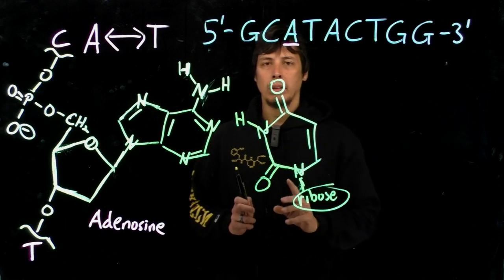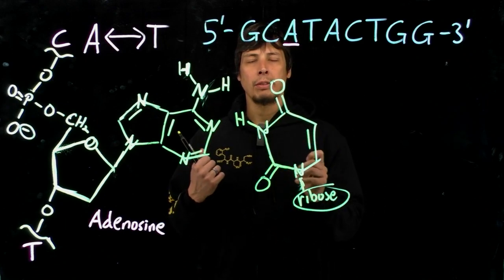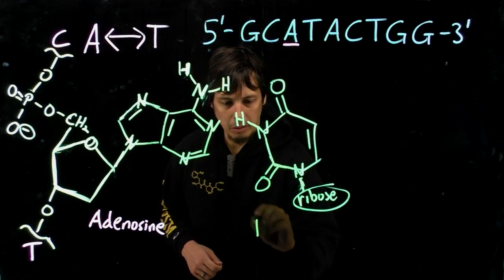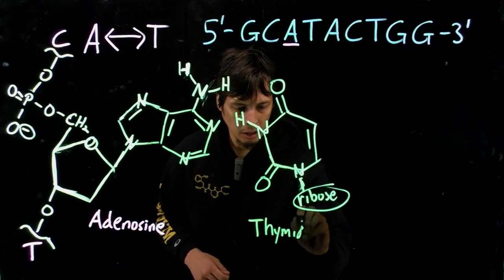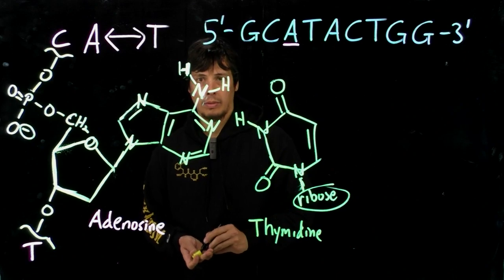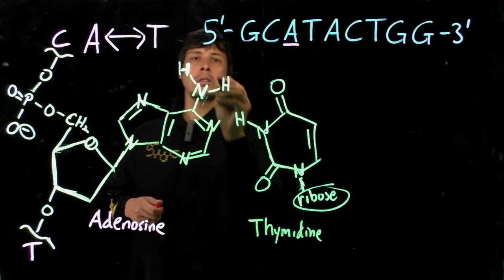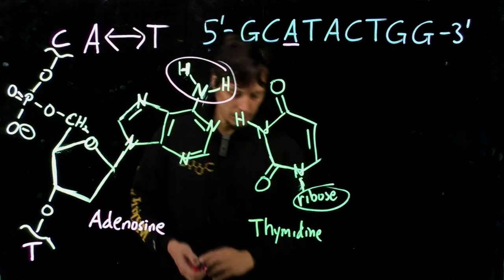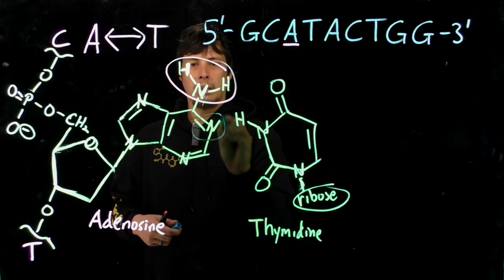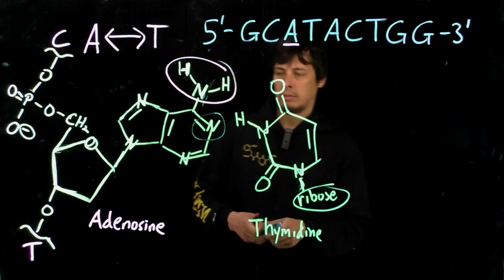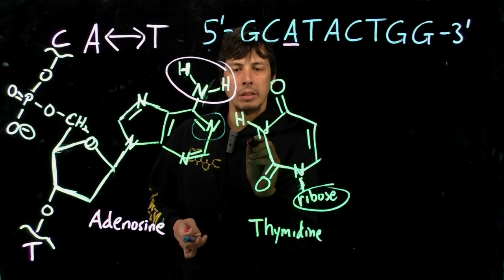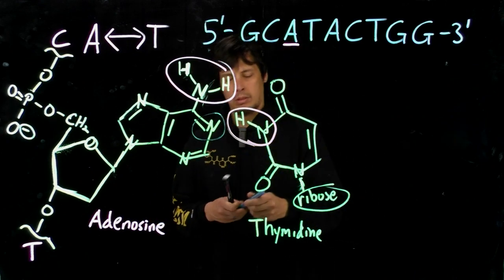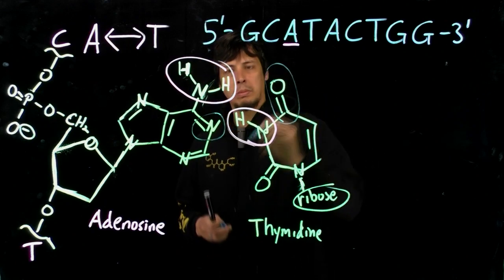Now look at the pairing. Look at the complementarity of the different hydrogen bond donors and acceptors between the adenosine and thymidine. So on the adenosine, there's an H bond donor here and an H bond acceptor here. On the thymidine, in the corresponding positions, it's reversed. There's an H bond acceptor at this position and an H bond donor at this position.